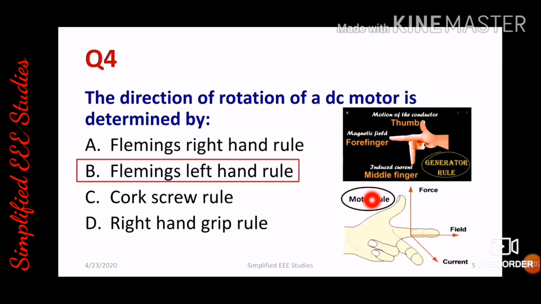So we can say the thumb gives the direction of force or thrust, the middle finger gives the direction of current, and the forefinger or index finger gives the direction of magnetic field. So it will be really useful in the case of motor. So these are the different rules corresponding to DC motor and DC generator.